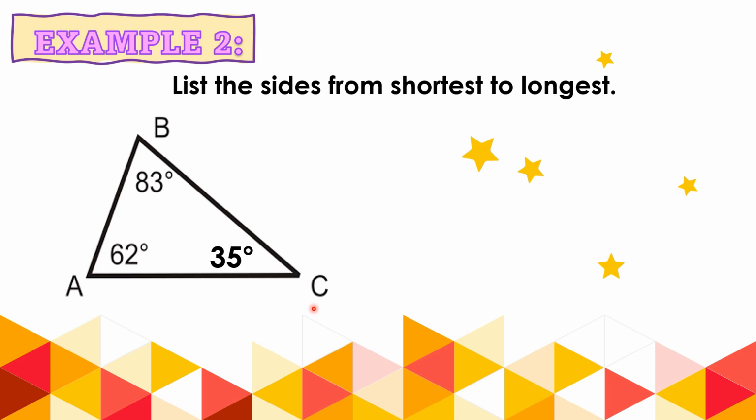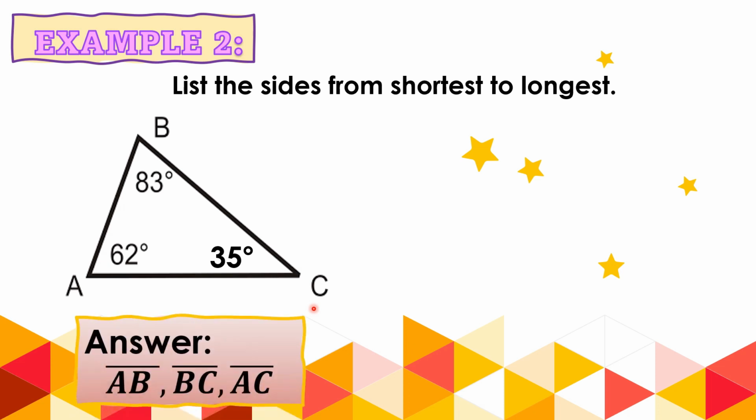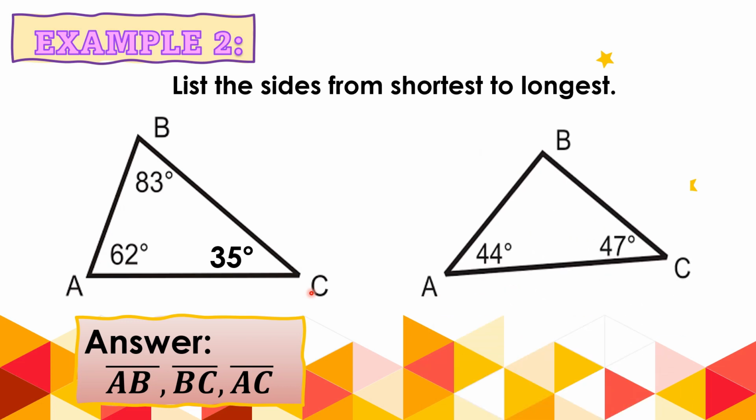So we can now list the sides from the shortest to longest. Always remember, the opposite of the smallest angle will be the shortest side, and the opposite of the largest angle will be the longest side. So, the answer will be side AB, next is side BC, and the longest side will be the side AC.